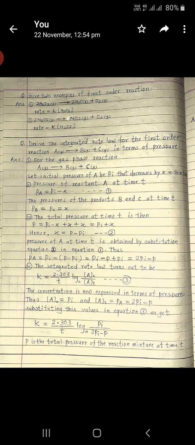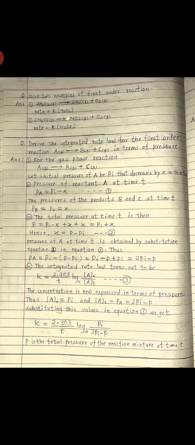So what is X? X is equal to P minus Pi. Substituting the value of X in equation 1 from equation 2, we get PA is equal to Pi minus into bracket P minus Pi. So by opening the bracket we get PA is equal to Pi minus P plus Pi. Plus Pi gives 2 Pi. Therefore PA is equal to 2 Pi minus P.